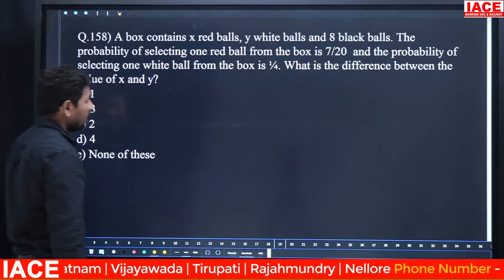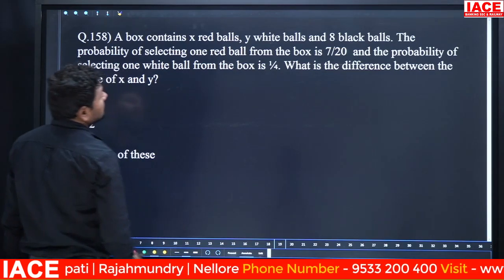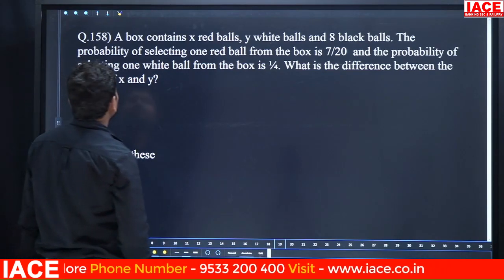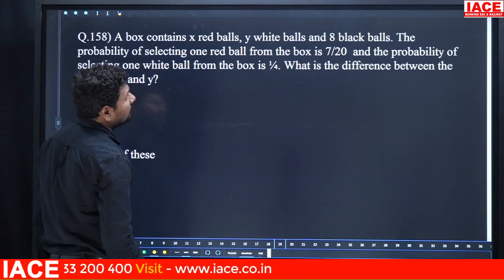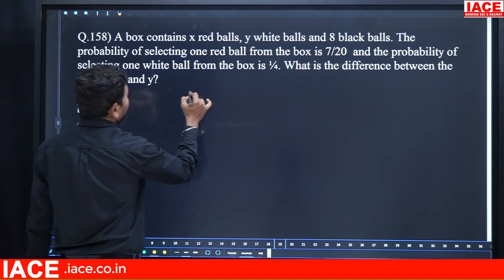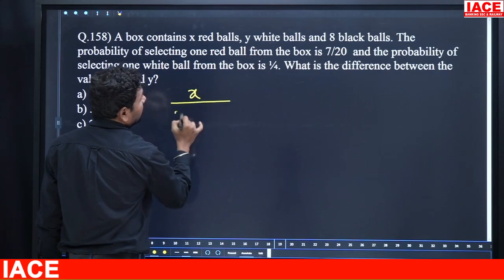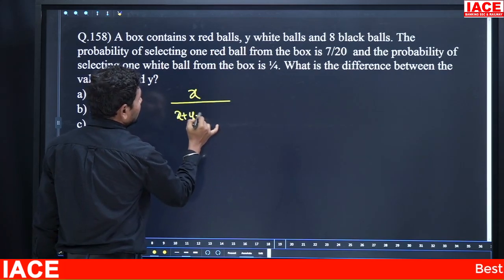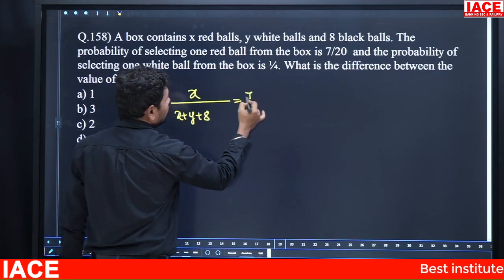Next, a box contains X red balls, Y white balls and 8 black balls. The probability of selecting one red ball from the box is 7 by 20. Then X red balls are there, and the total balls are X plus Y plus 8. It is equal to 7 by 20.